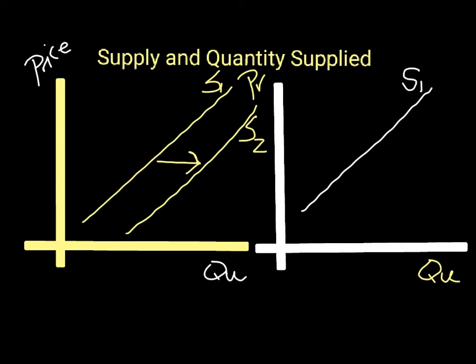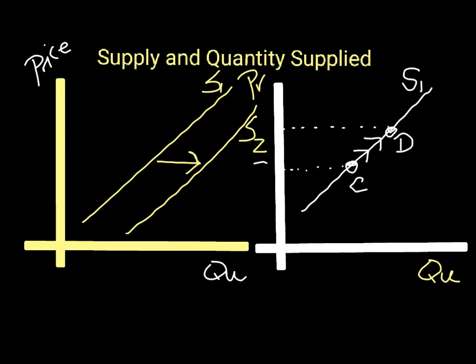Now an increase in quantity supplied. Let's take a look at the graph on the right. Let's go from one point on the curve to the next point on the curve. Let's say we go from point C to point D on the supply curve. We don't shift the supply curve, but we move from point C to point D. Well, that must have happened because the price of the product increased.